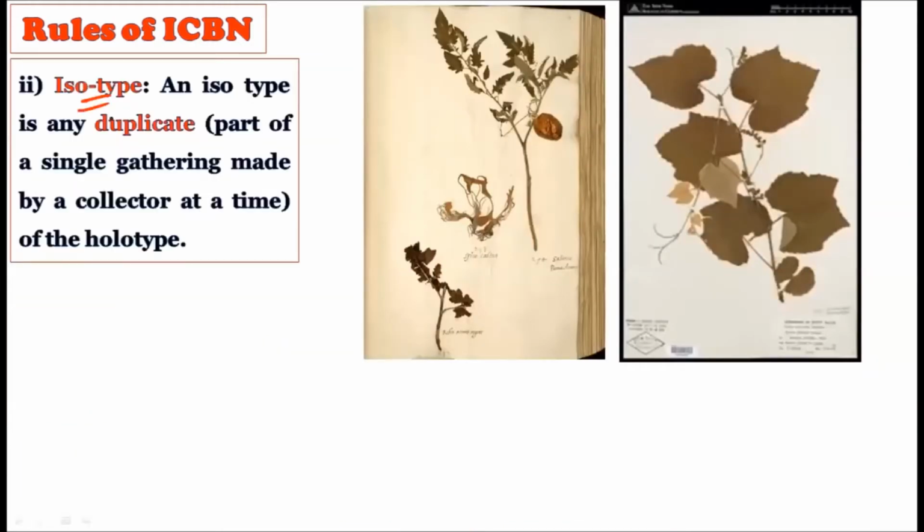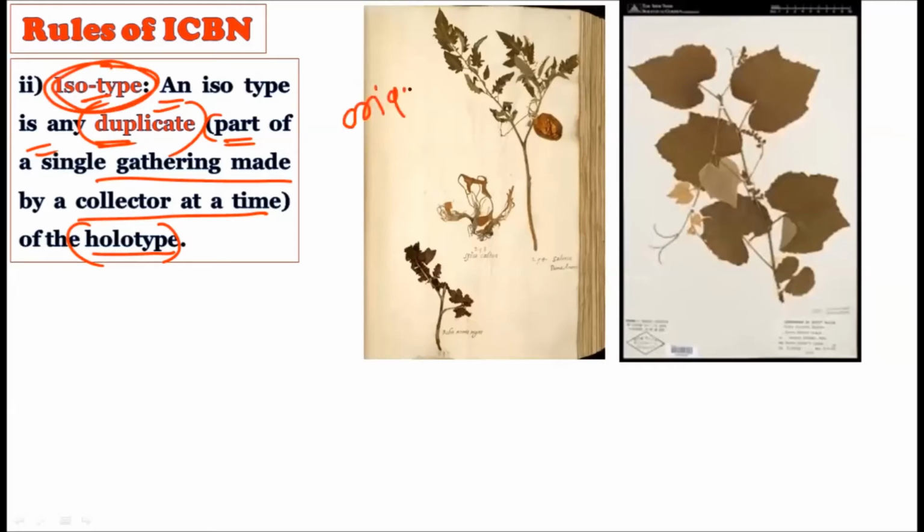See the second one, the isotype. What is the isotype? If the original plant material is considered as a holotype, then what is the isotype? Isotype is any duplicate or part of the single gathering made by the collector at the time of the holotype. For example, he is collecting the holotype, and during the collection, any part or duplicate part of that single gathering is there, and that duplicate part is called the isotype.